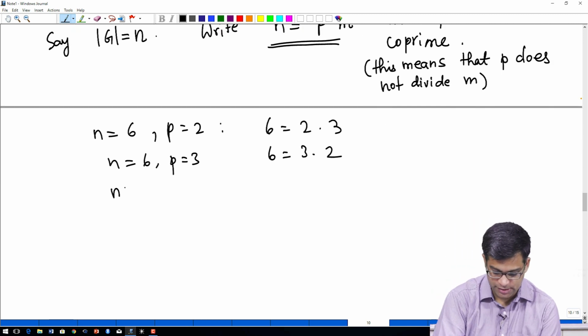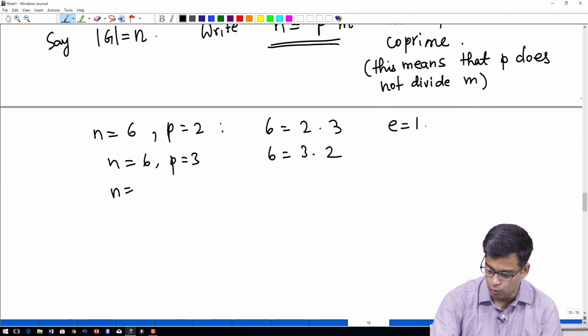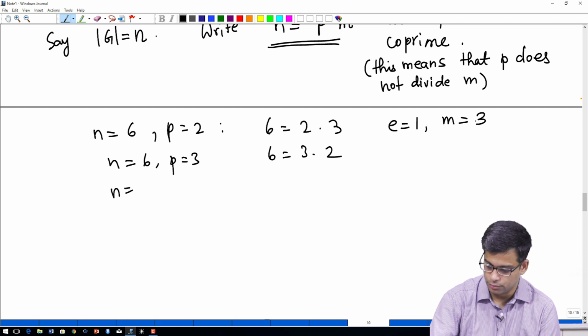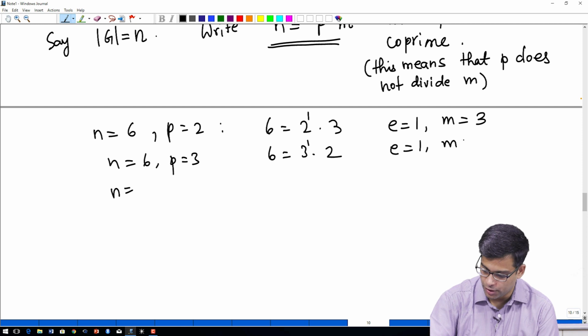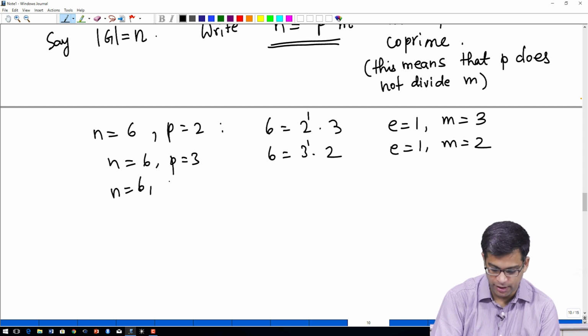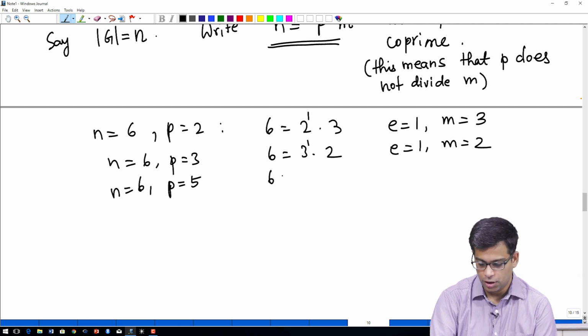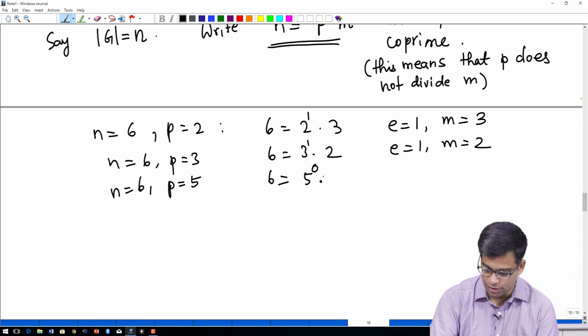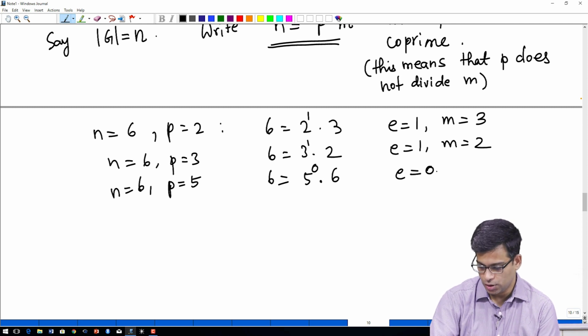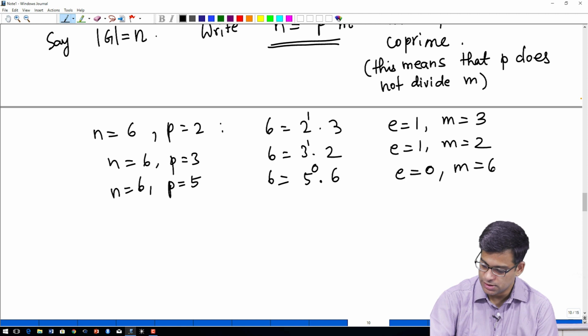But if n equals 6, here e equals 1 and m equals 3. So we write 2 power 1, here also e equals 1 but m equals 2. Now, on the other hand, if n equals 6 and p equals 5, how do you write this? It is 5 power 0 times 6. So e is 0, m is 6.